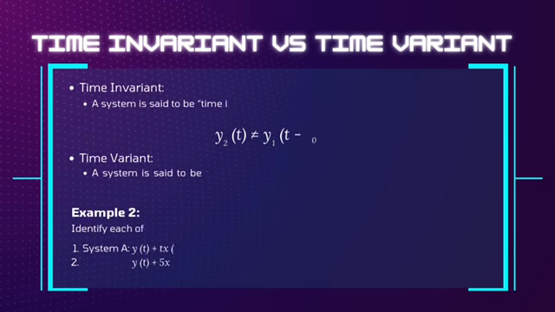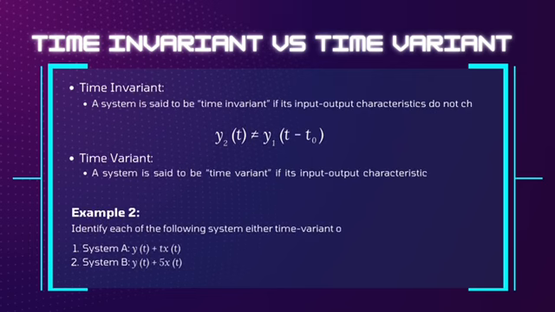Next is time invariant versus time variant. A system is said to be time invariant if its input-output characteristics do not change with time, while a system is said to be time variant if its input-output characteristics change with time. Example 2. Identify each of the following system, either time variant or time invariant.